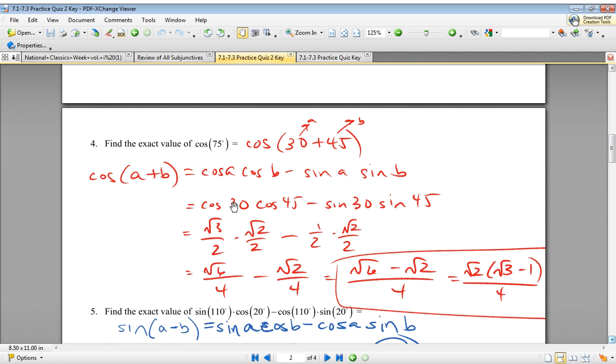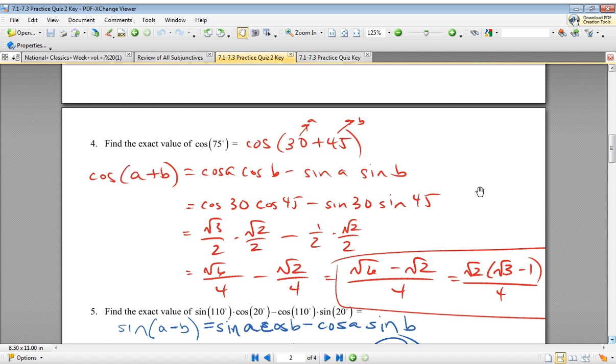And at this point, cosine 30 is on the unit circle. Plug it in. Cosine 45 is on the unit circle. Plug it in. Once you plug all of that in, a radical times a radical, you can do that. A number times a radical, the number stays on the outside, so we have an invisible 1. We already have a common denominator because 2 times 2 is 4 on both of them. And you can leave your answer like this.